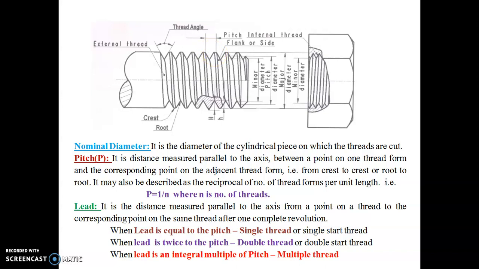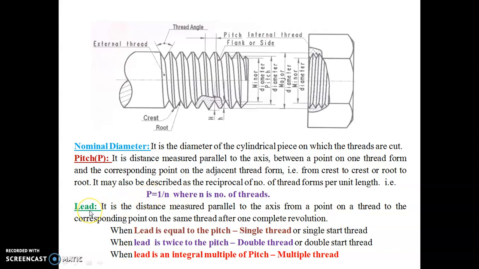So it is from crest to crest or root to root. So it can also be found out using the formula P is equal to 1 upon n, where n is the number of threads. So if you know the unit length, say 1 centimeter or 1 meter, divided by the number of threads will be giving you the pitch value.